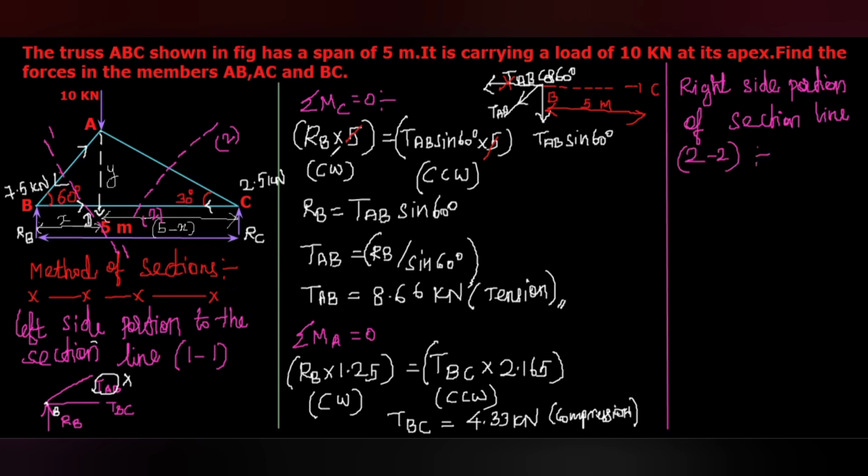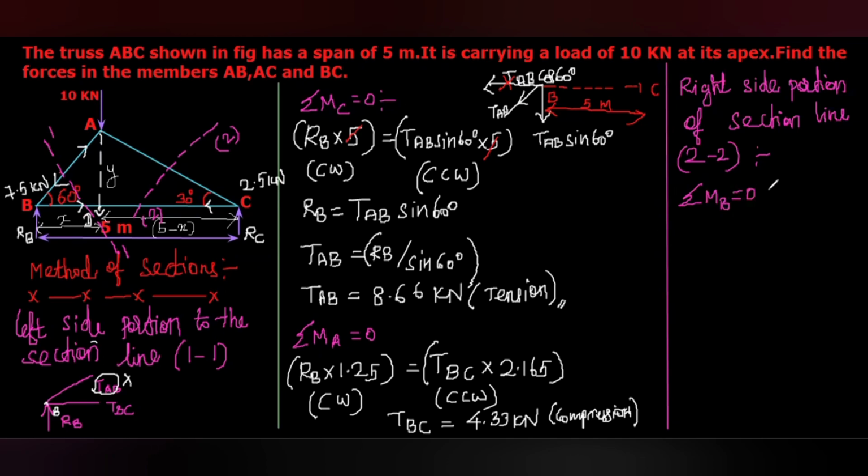Here we are going to calculate only the tension in the member AC. If you calculate moment about A, the line of action of the force in the member AC passes through A, so the moment made by that force will be eliminated. So we can't get the value of AC. So it's better to take moment about B. Take moment about B and equate to 0.